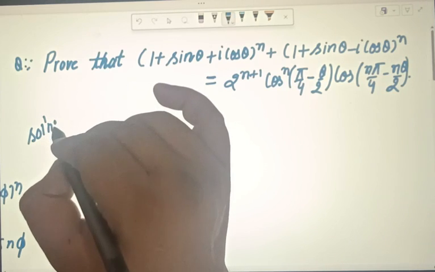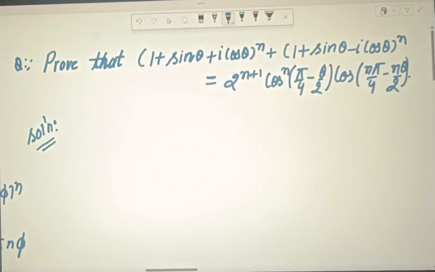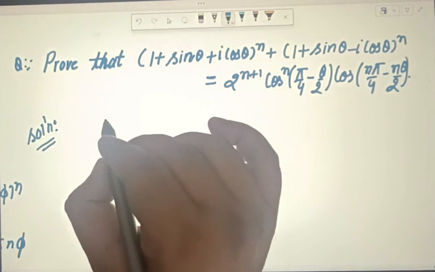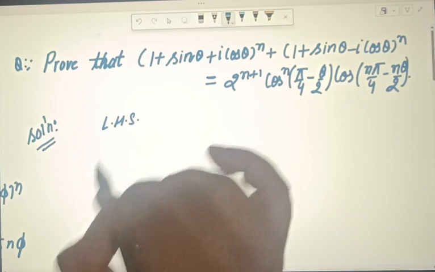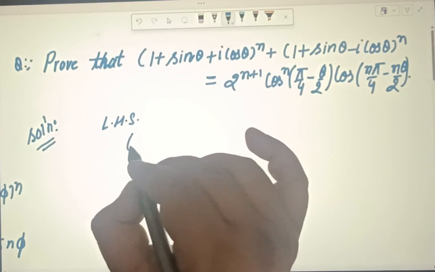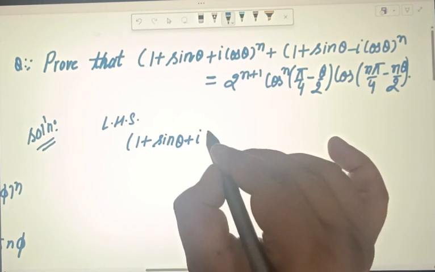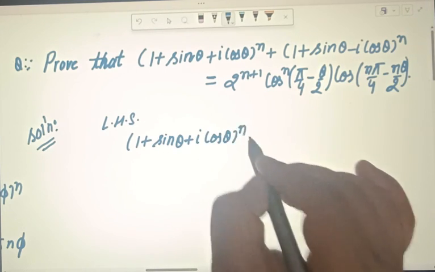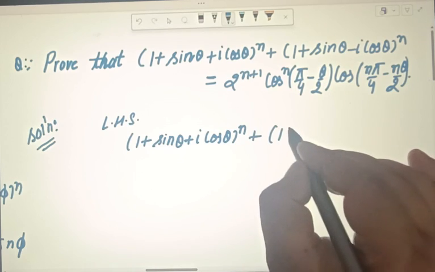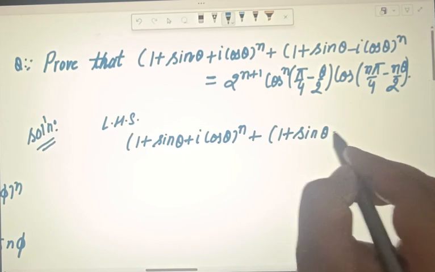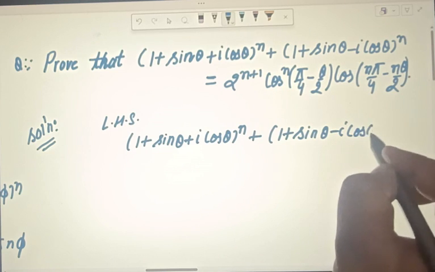Okay, solutions. Prove that (1 + sin θ + i cos θ)^n + (1 + sin θ − i cos θ)^n equals this. So I will take the left hand side first to prove it for the right hand side. The left hand side is (1 + sin θ + i cos θ)^n + (1 + sin θ − i cos θ)^n.